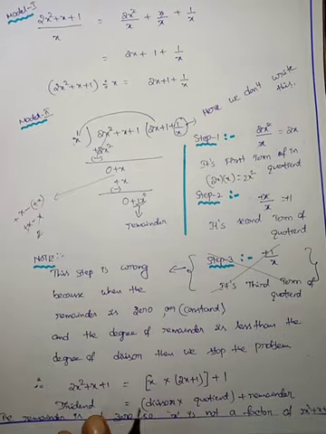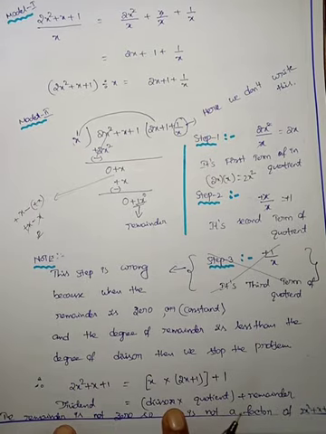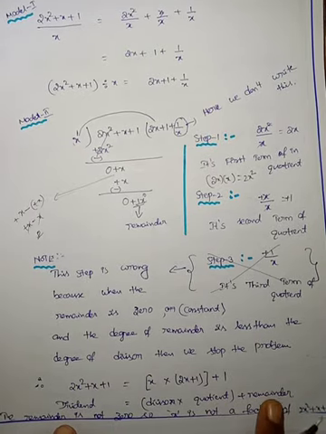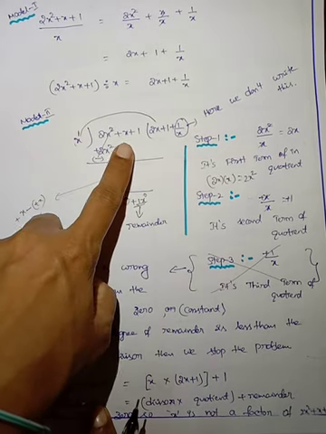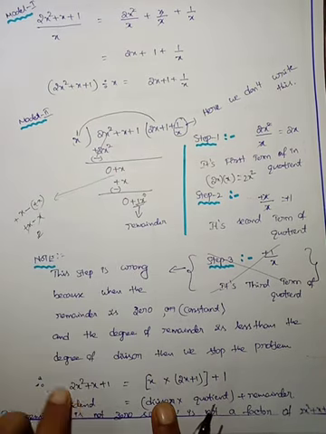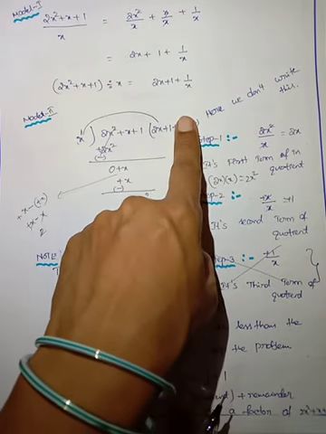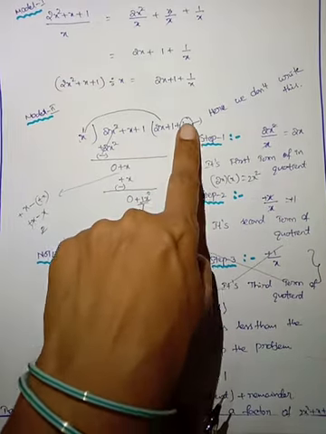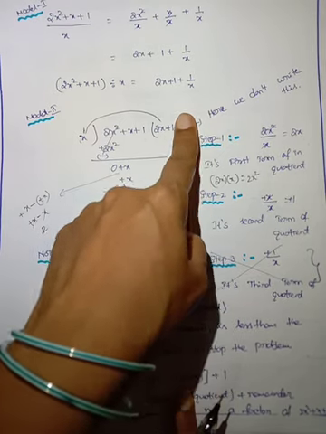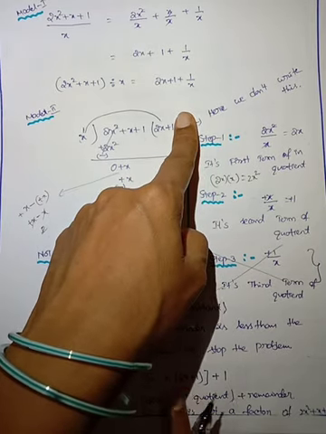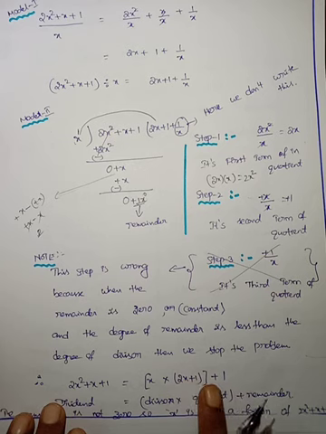I am already saying the formula. Dividend is equal to divisor into quotient plus remainder. Here the dividend is 2x square plus x plus 1. Divisor is x, into quotient. This third term is not right, because here it is ending, so don't write the third term. So 2x plus 1 is the quotient. So x into 2x plus 1 plus the remainder.